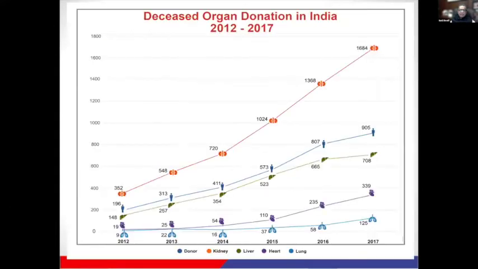So in 5 years of all the training which we did, if you look at the figures from 2012 to 2017 in India, I mean, it's a slightly busy slide, but if you see the donation, we had 196 donors in 2012, and in 2017, this went up to 905, and this resulted in 1,600 odd kidneys, livers, hearts, lungs, hands, and so on.